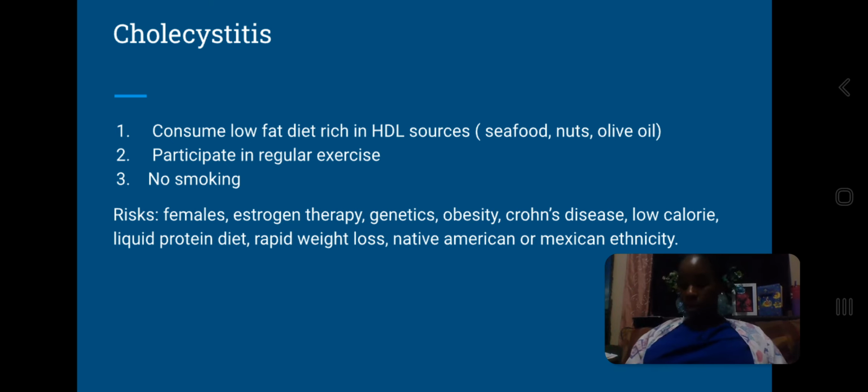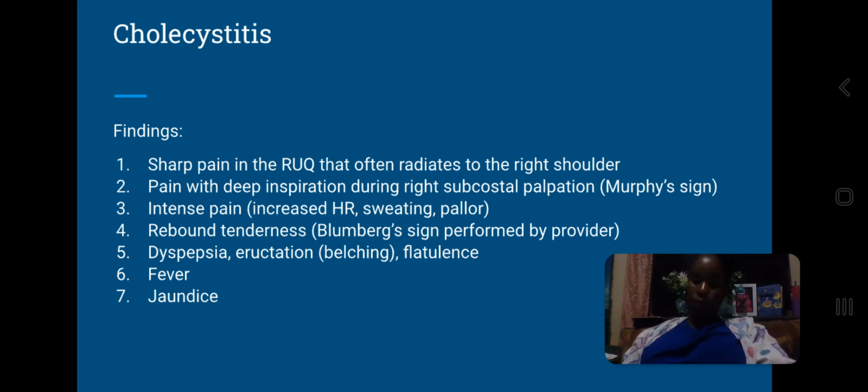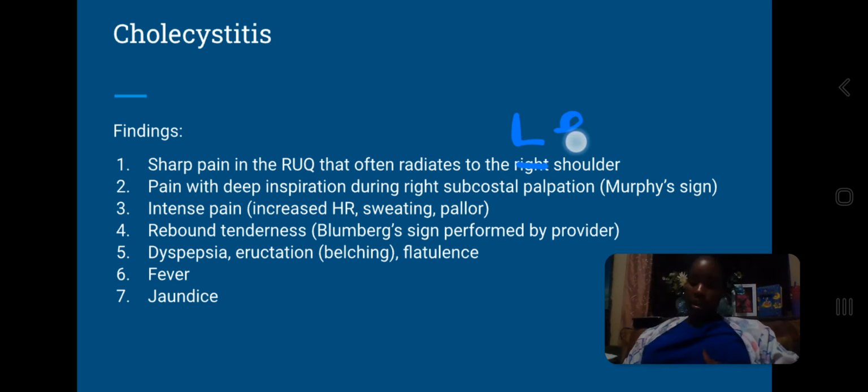Genetics, talking about being a female. Okay, let's finish. This is what you will find if someone comes in saying, I'm having this sharp pain in the right upper quadrant, and that's where your gallbladder is, and it radiates to the left shoulder, because the pancreas extends over here.